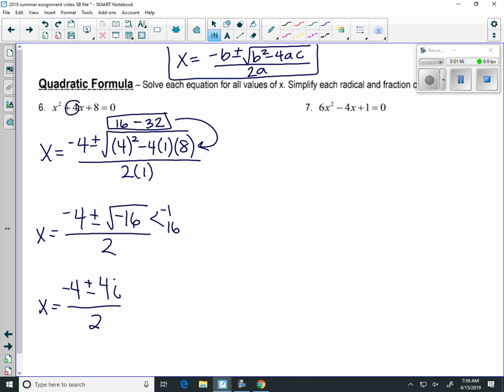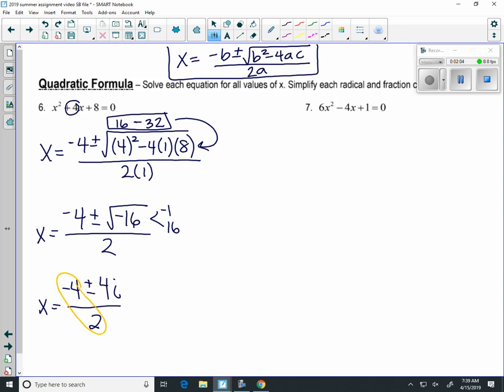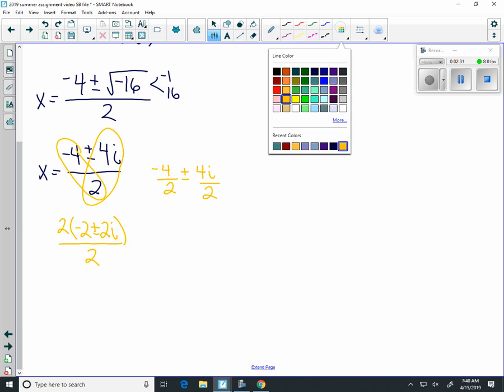And then remember, when you're simplifying from here, you need to divide both places. So you got to divide the negative 4 and the 4i by the 2. You can show that for yourself to make sure you're doing it correctly by factoring out the 2. You've probably never written so many 2's in your life. Or you can break up the fraction over that common denominator, which I like as well. But make sure whatever you do, you're dividing both places. That's the most important part.